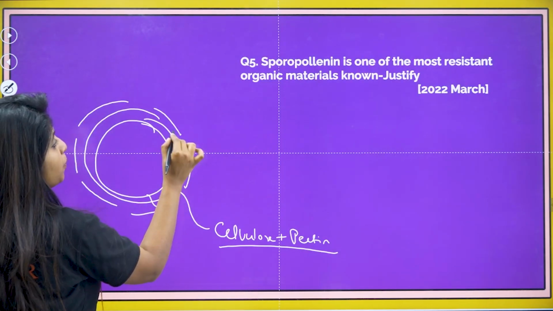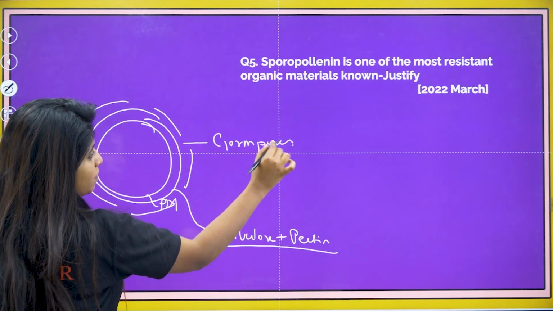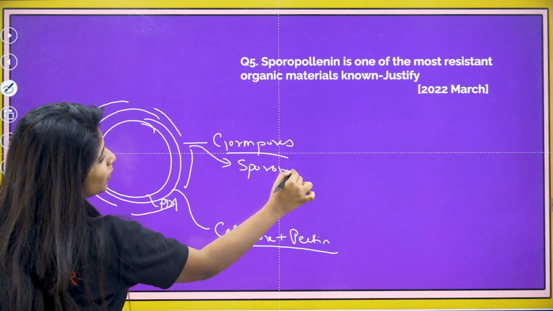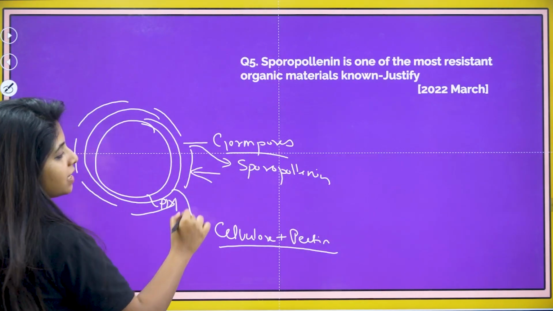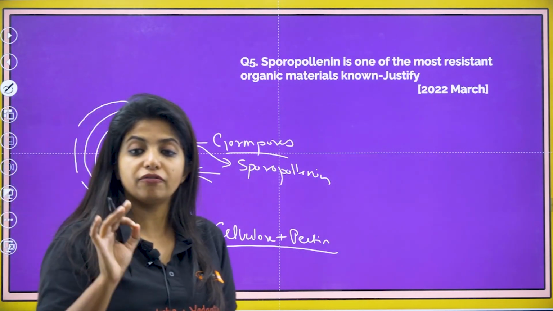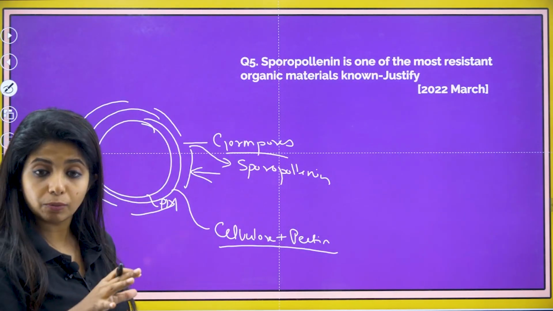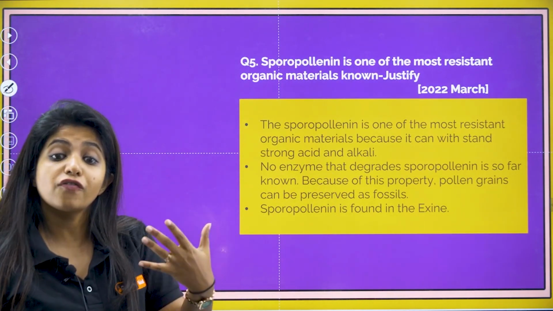And now the outermost layer is a discontinuous layer. That means it has pores in between. You call these pores germ pores. Why do you think there are pores? Because over here you do not find sporopollenin. If sporopollenin is not there, there will be pores. So everywhere else you have sporopollenin, which is the toughest, most resistant material out there. If you put alkali, if you put acid, still it will be there, which is why the pollen grains can be stored in the form of fossils as well.